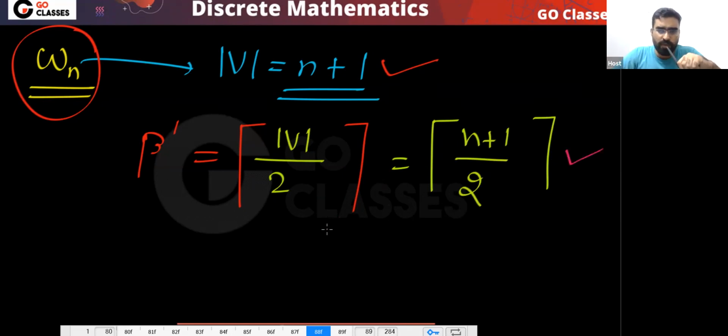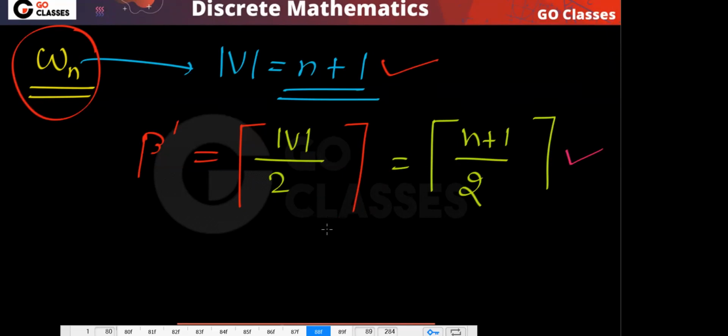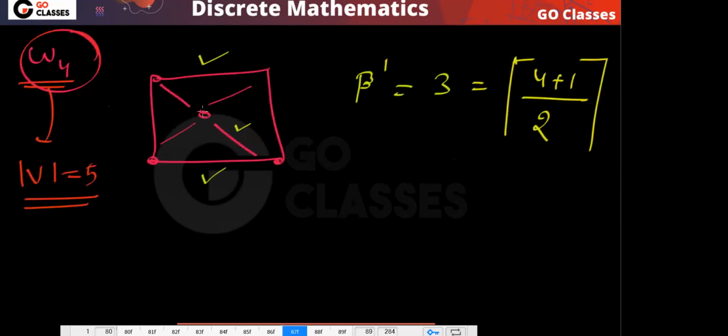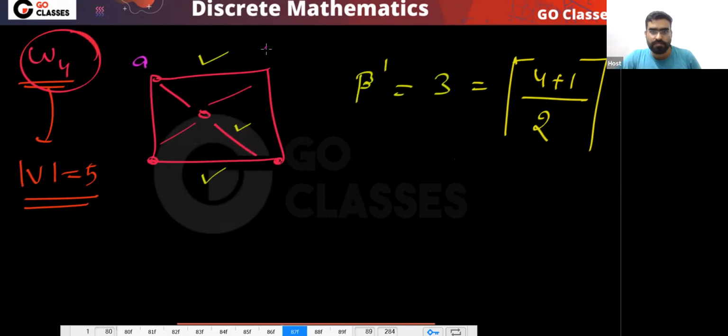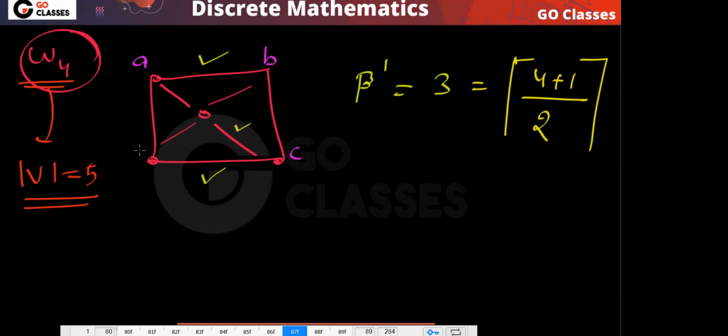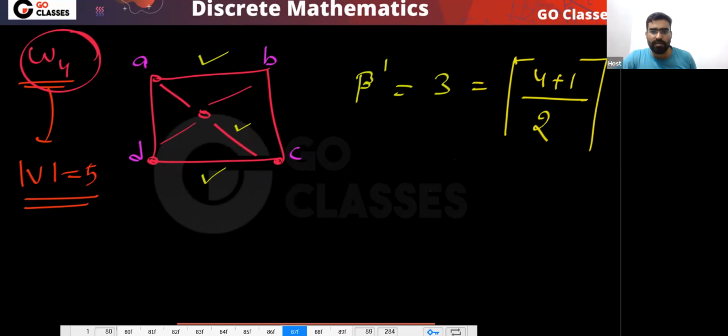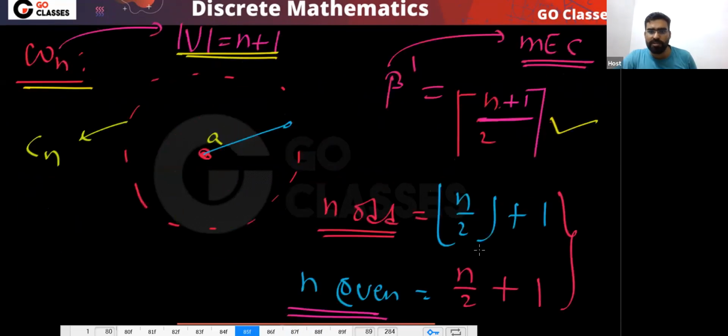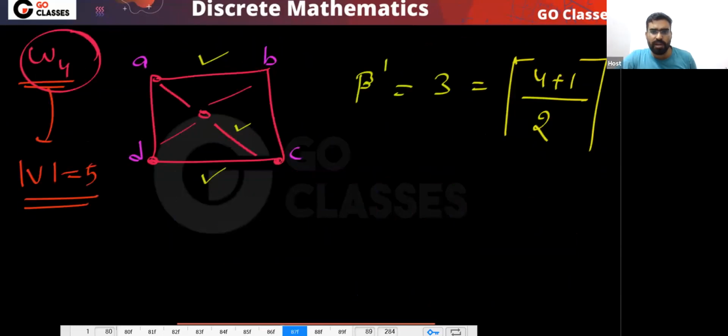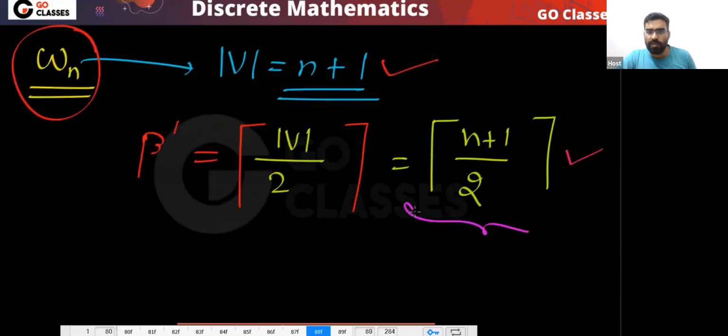Arpan, what is your doubt? Is it clear? For example, in the W4 wheel, when we see the diagram we have a total of 5 vertices. So can't we just do 5 plus 1 by 2? Because the real number of vertices is 5. Yeah, that will not work for another number. If you want one formula for every W n, this will be the one formula.